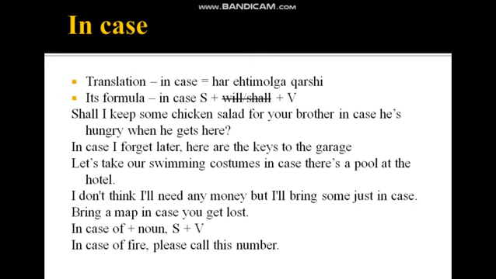So we've got another formula right here in terms of in case. That's "in case of," and in case of differs from in case by having a noun after it, like in case of plus noun. In case of fire, please call this number.